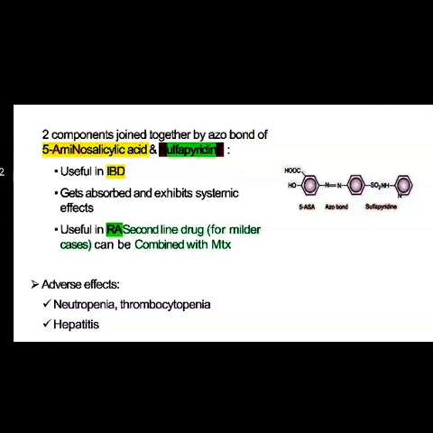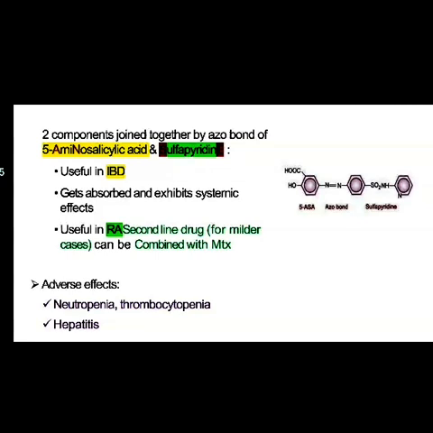The interesting thing about these two products: 5-amino salicylic acid is only useful in inflammatory bowel disorder. They are drugs which can control inflammation, and they can be absorbed and exhibit systemic effects. But remember, 5-amino salicylic acid could not be absorbed, but sulfapyridine is a drug which can be absorbed and can produce systemic effects. So in combination of both, the presence of sulfapyridine will enhance the absorption as well as produce the anti-inflammatory activity.